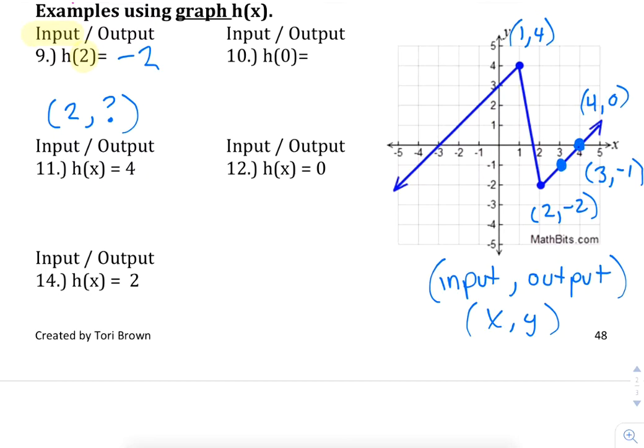All right, let's try number 10. So we've already used this point. Second question, number 10, I have h of 0. It's in the parentheses, so that's my input. We are looking for the point 0, comma something. It's not one of the ones we have labeled, so let's see if we can find a point that would have that. Looks like if I go over here, that's like -3, 0.